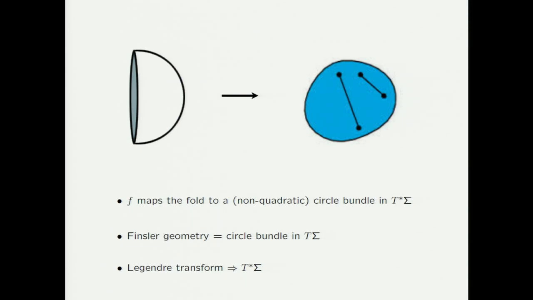Okay, so the picture then is this: here we have our two-sphere bundle, and we have half of it. So the hypercomplex metric is well-defined on this hemisphere. And the map F, which is essentially the Higgs field, maps it to some, if you like, non-quadratic circle bundle, which lies inside the cotangent bundle. So Finsler geometry of a surface is basically the geometry of a non-quadratic type circle bundle in the tangent bundle. But with the right type of convexity, the Legendre transform will take you from the tangent bundle to the cotangent bundle. So essentially, this geometry on the fold is Finsler geometry.